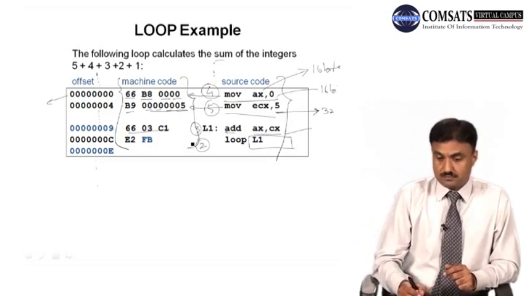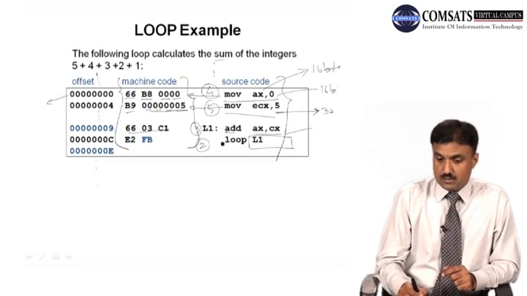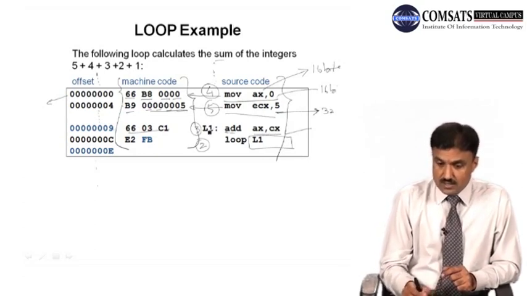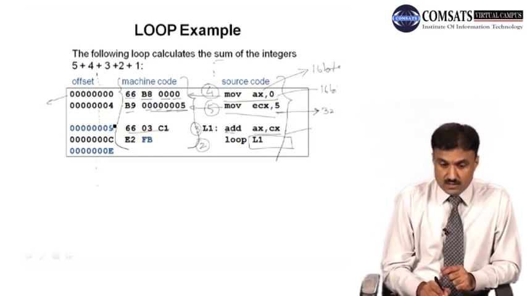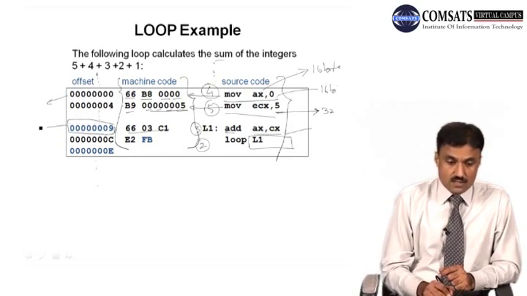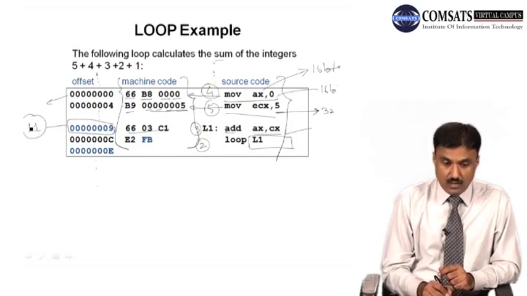So what we do, we have to jump. This instruction starts at 8, this is the starting location, the starting address. This address is shown by the label L1.